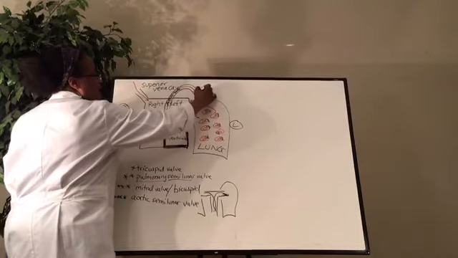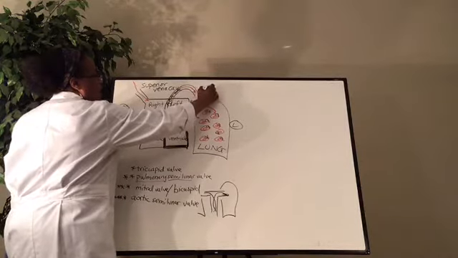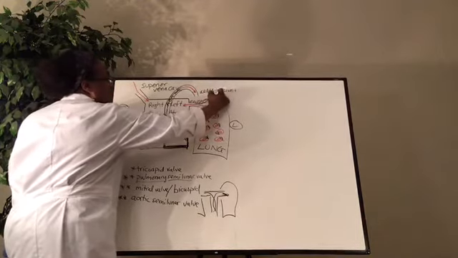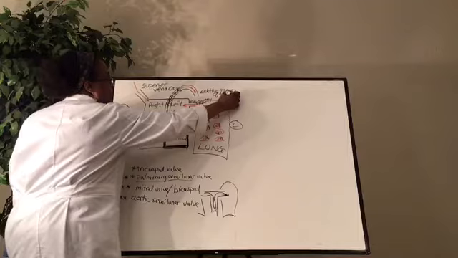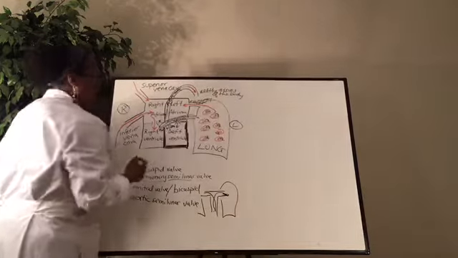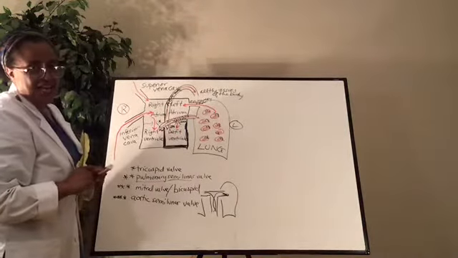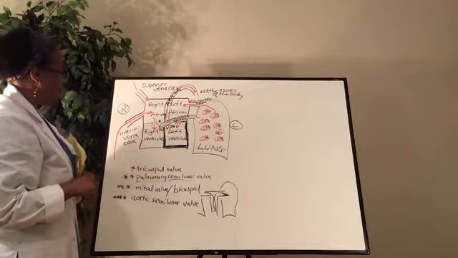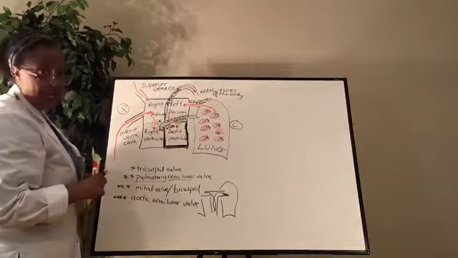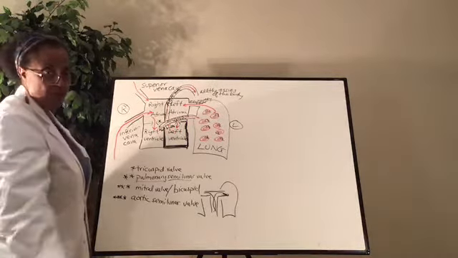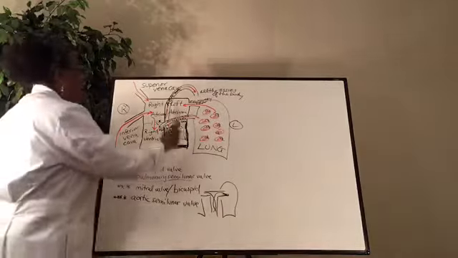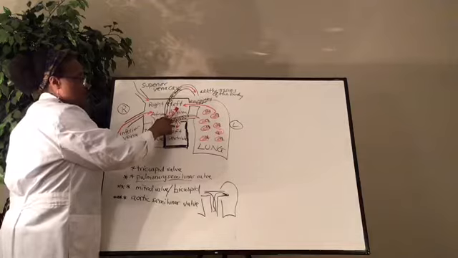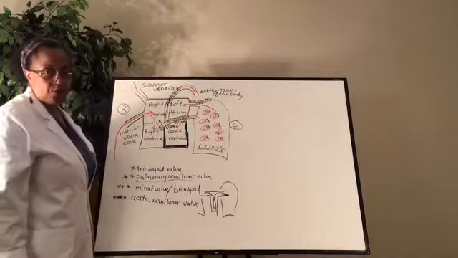And now this blood goes to all the tissues of the body. That's where that blood goes. All this nice oxygenated blood goes to all the tissues of the body. All right? Now, what I want you to look at here are the 4 chambers. Remember, 4 is the magic number. Right atrium, right ventricle, left atrium, left ventricle. Remember them in that order.